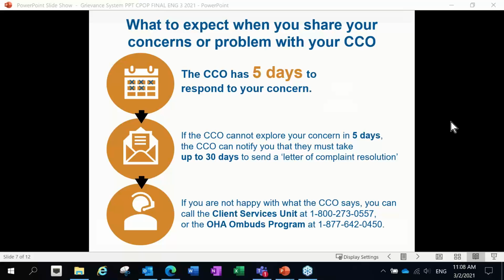In that letter of complaint resolution, if you're not happy with the outcome or the resolution that they came up with, 2 phone numbers are on that letter. One is for the Client Services Unit that I mentioned before, and then the other number is to our office, the Oregon Health Authority Ombuds Program. And you can call either one of us to further look into the resolution of your complaint or grievance.